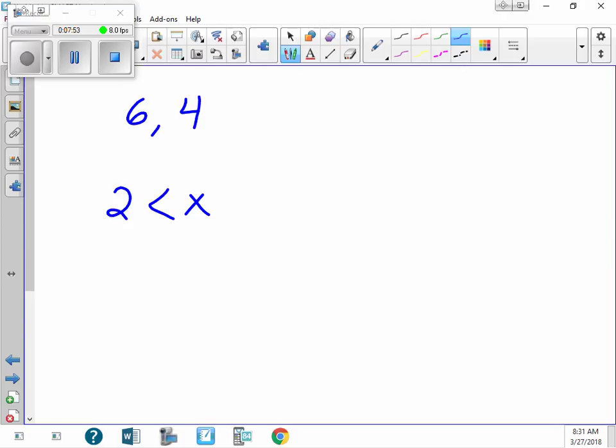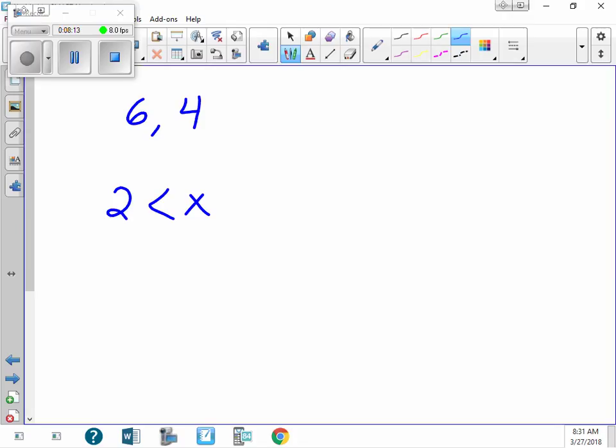Can it be 3? Yes, because 3 plus 4 is 7, and that's bigger than 6. Can it be 4? Yes, 4 plus 4 is 8, and that's bigger than 6. Can it be 5? Yes, because 4 plus 5 is 9, and that's bigger than 6.